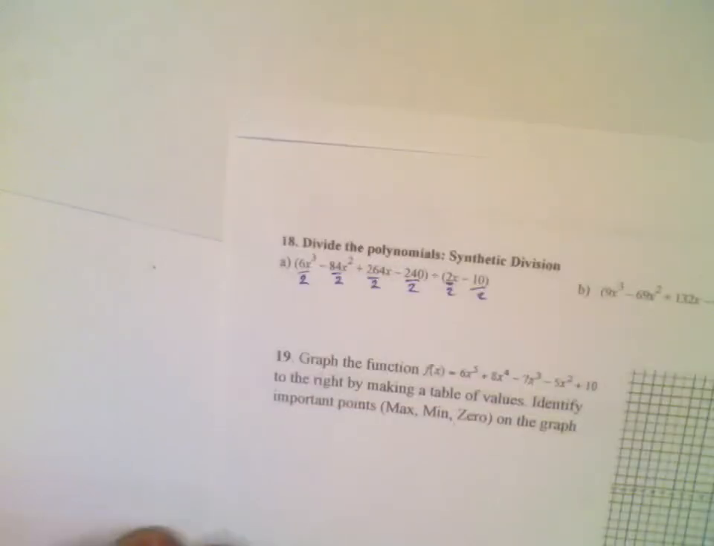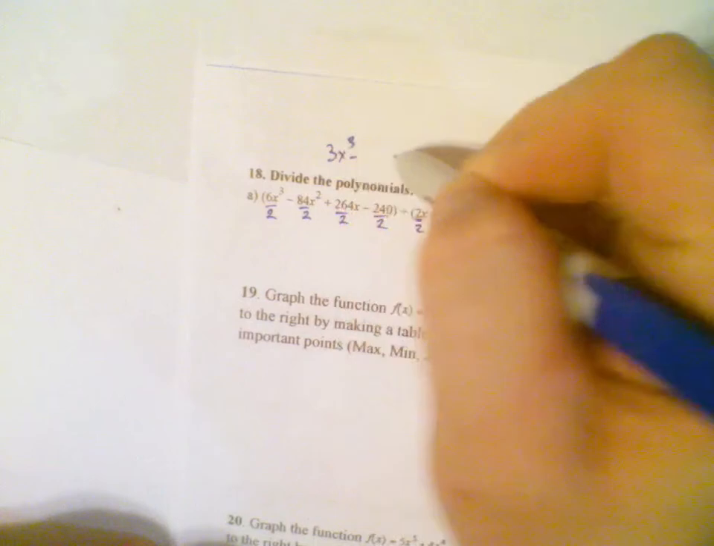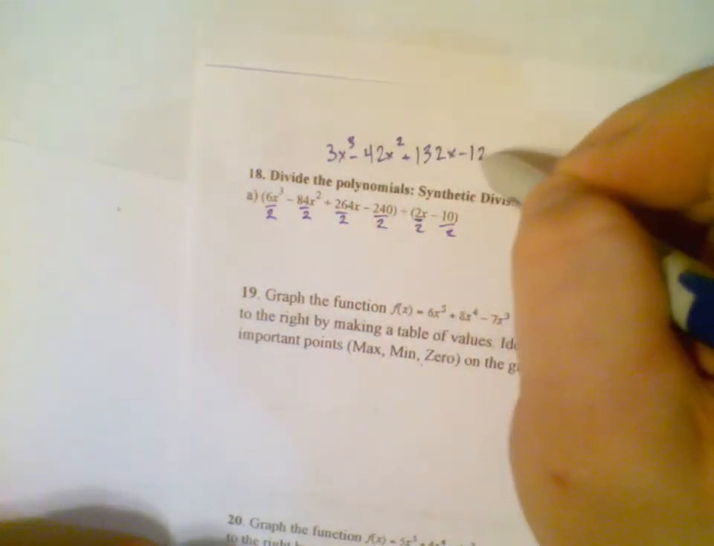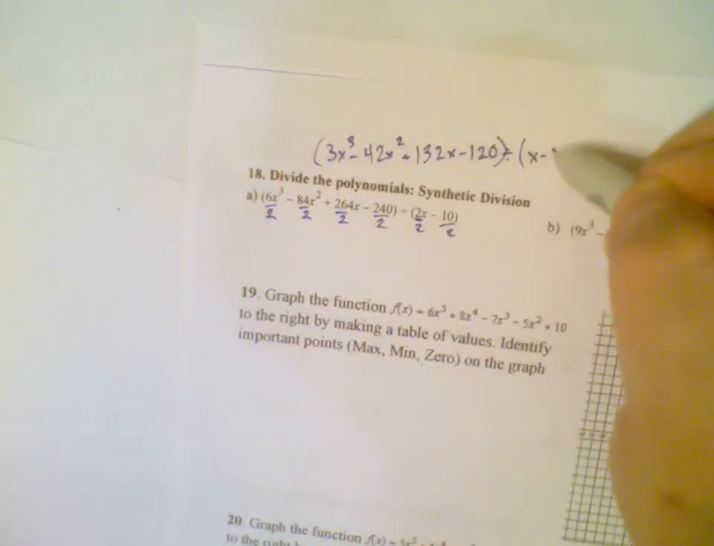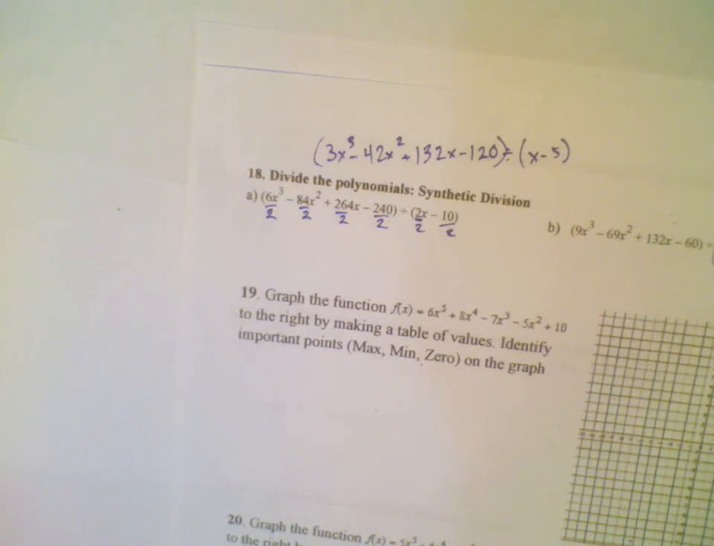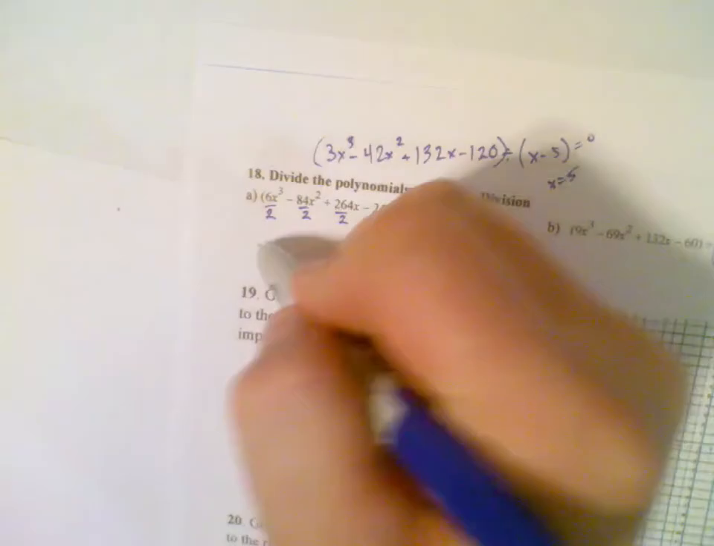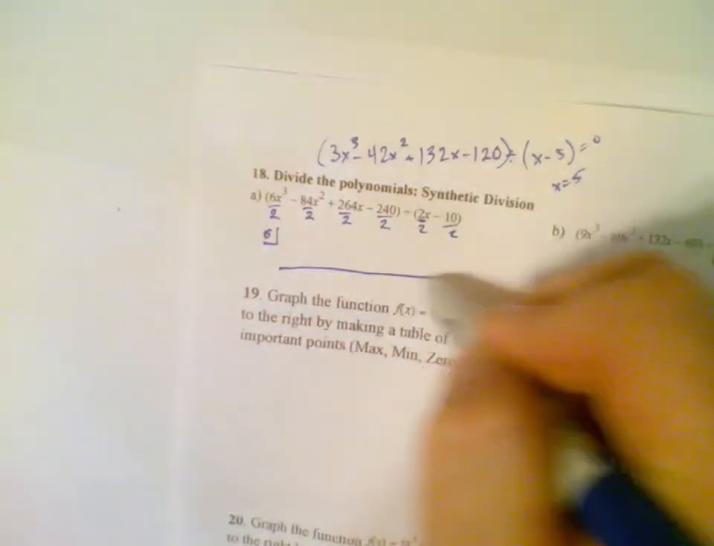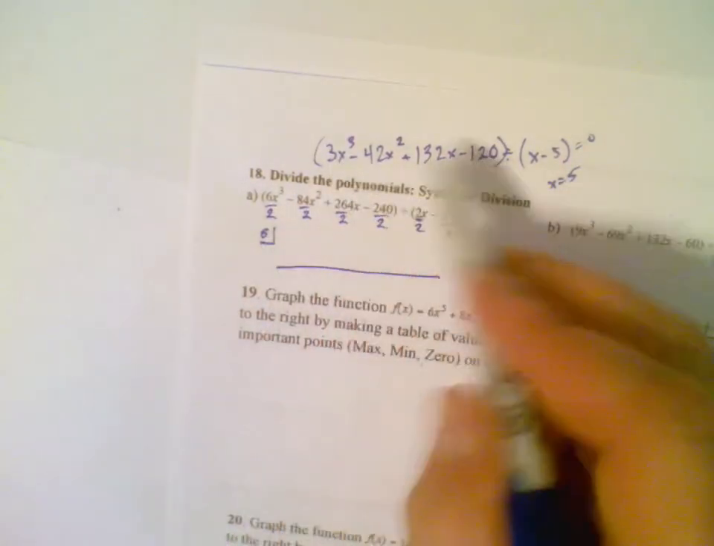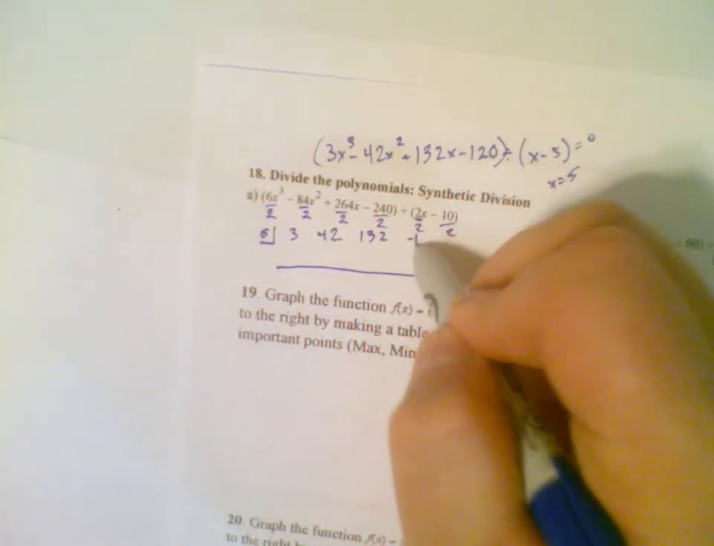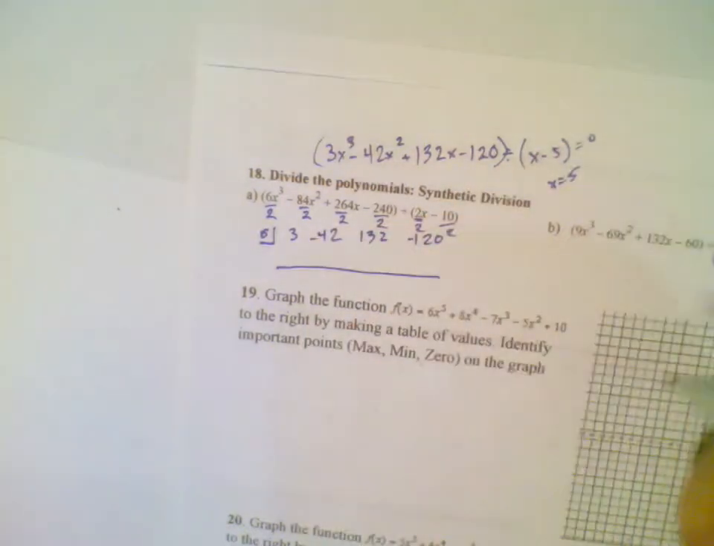Move my papers around here. So divided everything by 2, I get 3x cubed minus 42x squared plus 132x minus 120 divided by x minus 5. Now I can do my synthetic division. So I'm going to use a 5 in my box. My coefficients are up here. We use these ones. So 3, negative 42, 132, negative 120. That should be a negative 42.